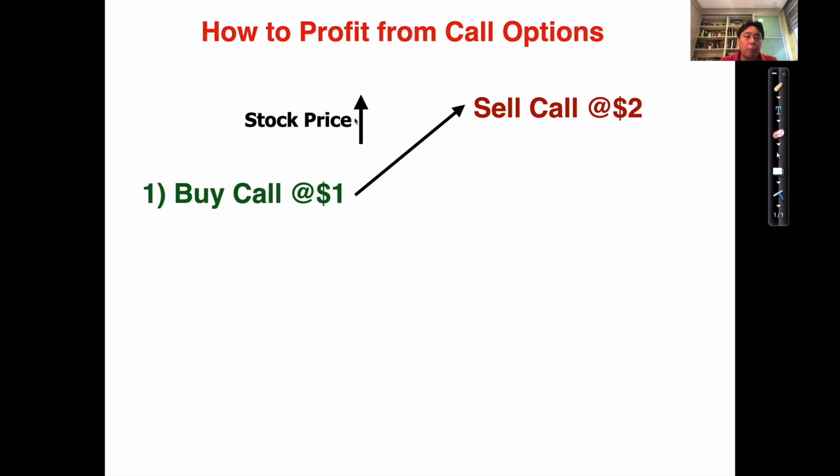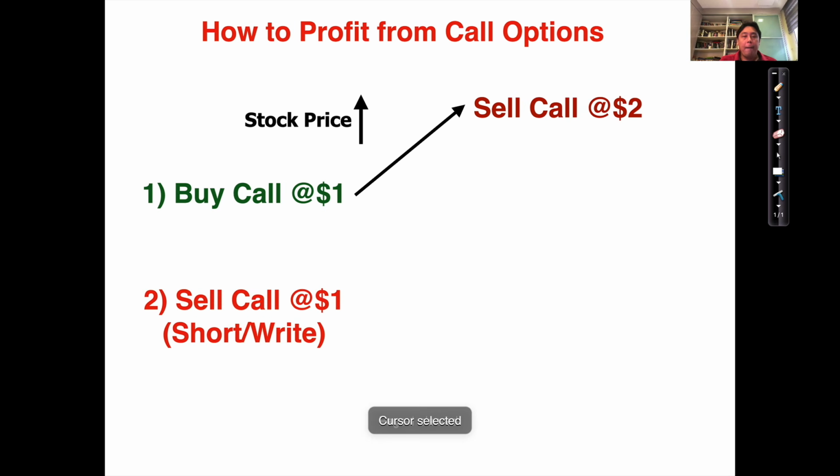Now, what if the stock price doesn't go up? What if the stock price stays where it is or goes down? What's the most you lose? The most you lose is $1. When you buy a call, the most you lose is the premium that you paid. Limited risk, but unlimited reward. The higher the stock price goes, the more profits you make.